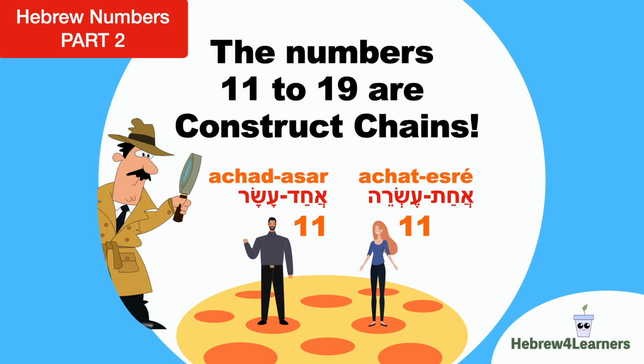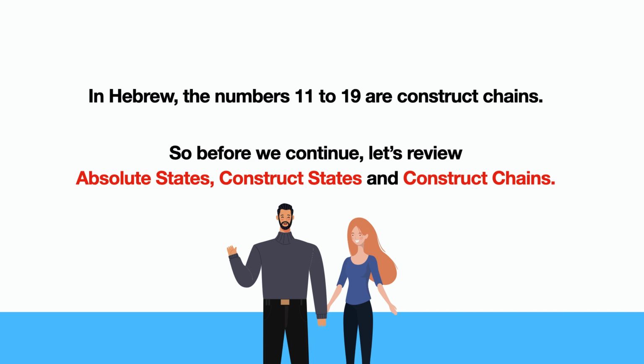This time, we're going to see that the numbers 11 to 19 are construct chains. Let's go! In Hebrew, the numbers 11 to 19 are construct chains. So before we continue, let's review absolute states, construct states, and construct chains.